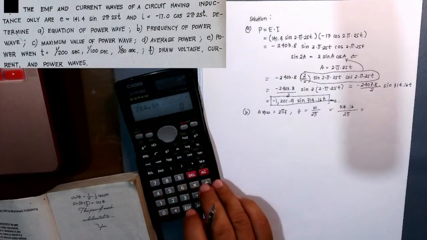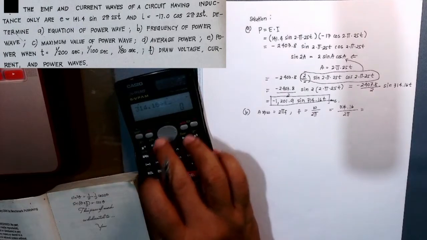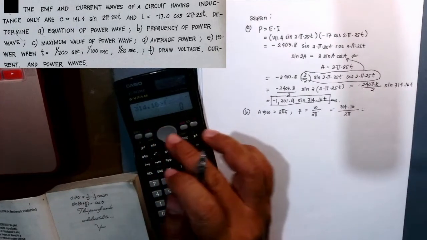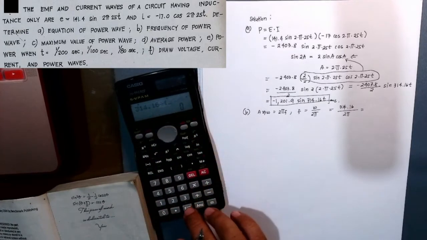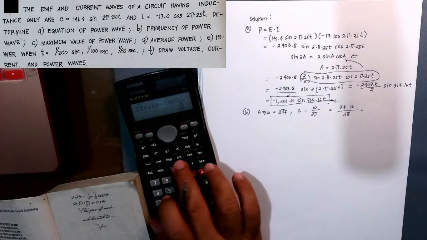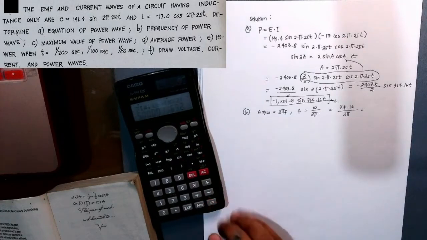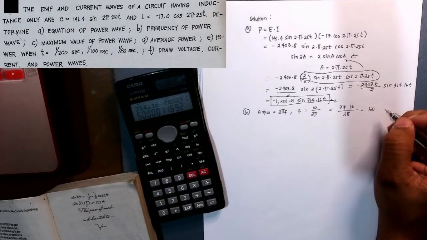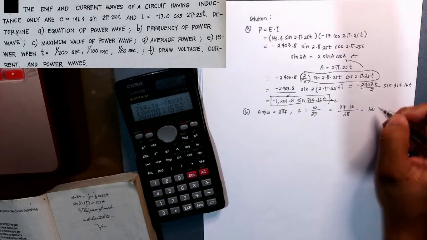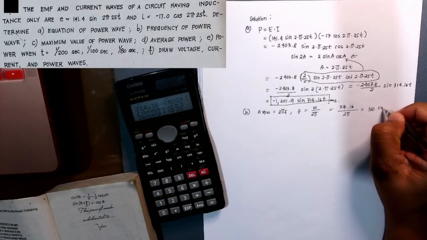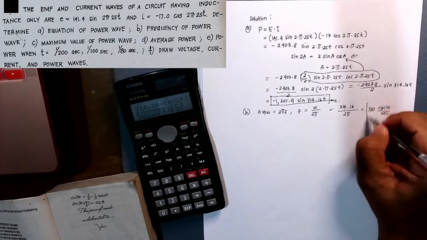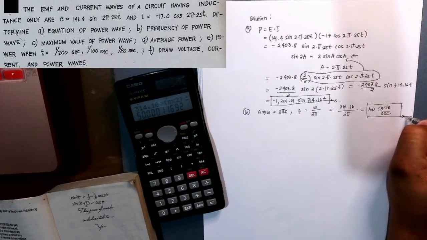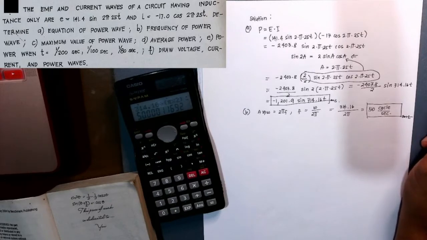314.16 divided by pi times 2, or 2 pi, equals 50.0001 or 50. This will be the frequency. This is 50 cycles per second, or hertz. So this will be your answer for letter B.